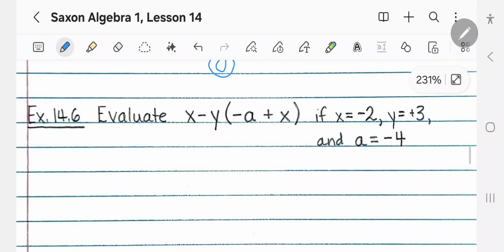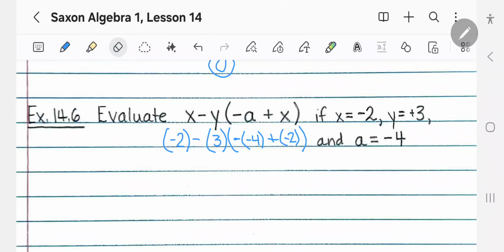14.6. I'm going to copy down the problem, and I'm going to insert the values. So here, x is negative 2 minus y, which is a positive 3. And it's being multiplied by the opposite of negative 4, plus x, which is negative 2. Okay, and again, when you have the double parentheses, they will often change that to a bracket.